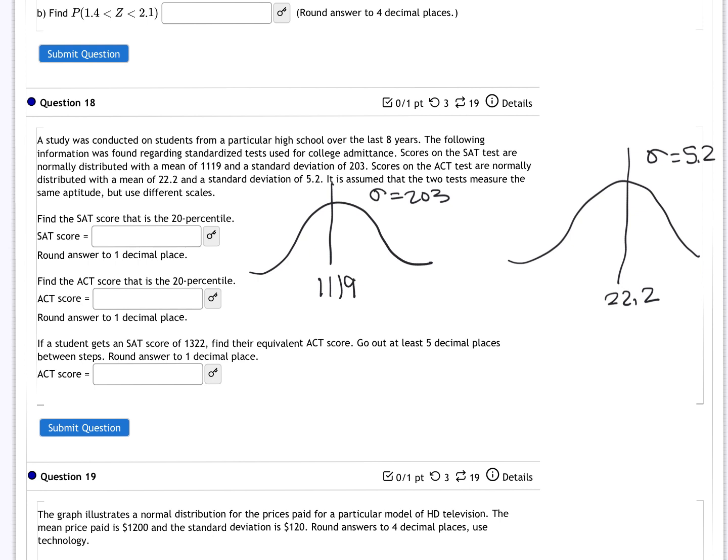All right, what SAT score is in the 20th percentile? So I am looking for where there is 20% of the area right here. This is 20%. They've given me a percent and are asking me for a cutoff. So the function that I need to use, either on my calculator or on Excel, is inverse normal.